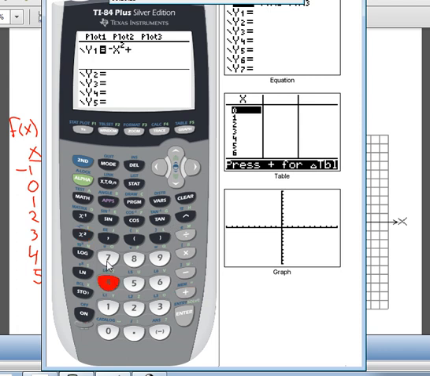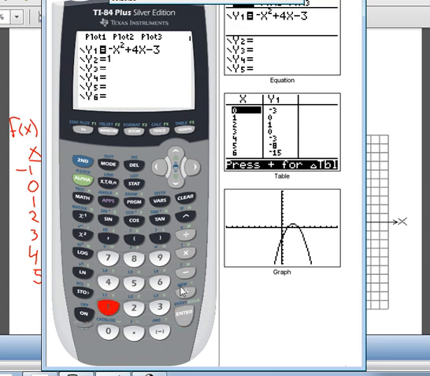plus 4x minus 3, enter. And you'll see over on the side this comes up. It's actually rather lovely. Then I also have my 1 minus x to put on here. Enter. And there's my linear. And I see my table over here.